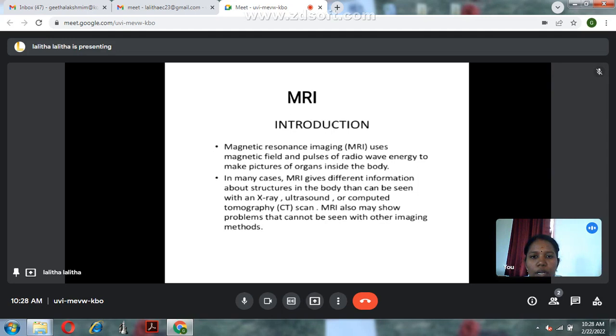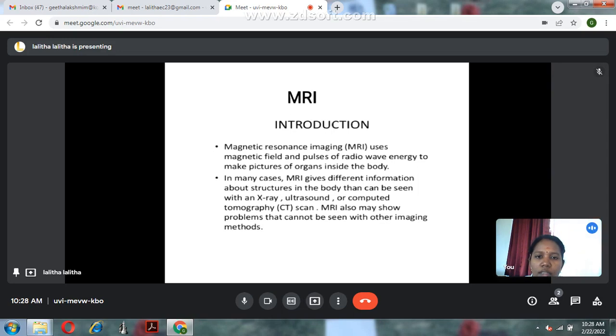So MRI is nothing but magnetic resonance imaging. In this, we use the magnetic field and pulses of radio wave energy to make pictures of organs inside the body. In many cases, MRI gives different information about structures in the body than can be seen with an X-ray, ultrasound or computer tomography, that is CT scan. CT scan and X-ray also produce pictures of our organs. MRI also may show problems that cannot be seen with other imaging methods.